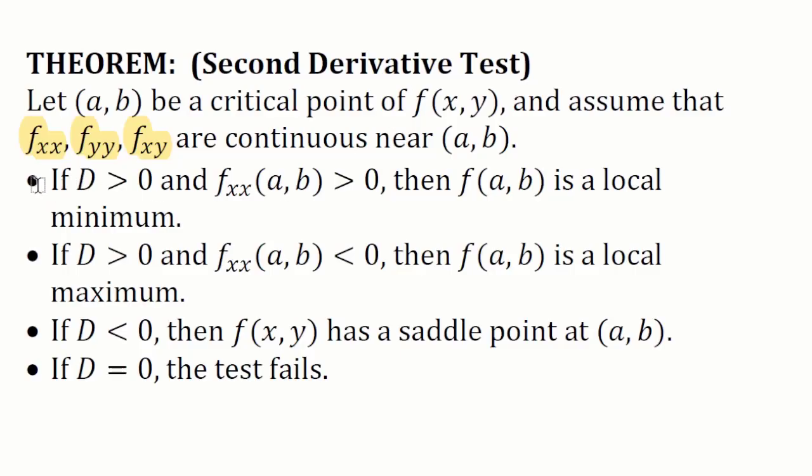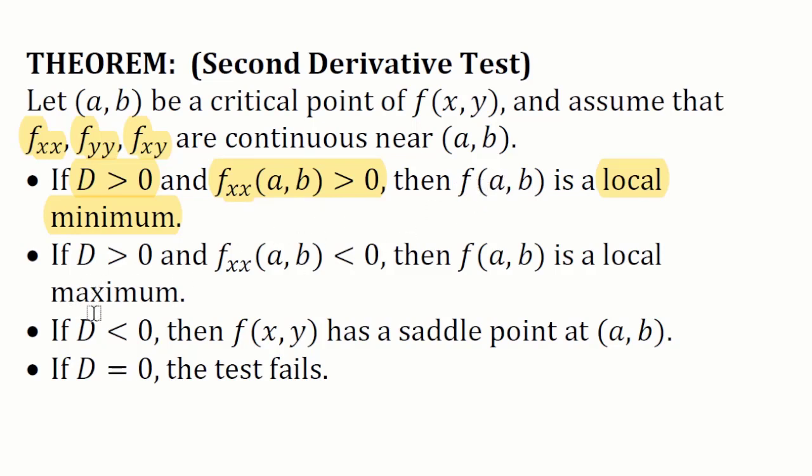All right, so now if D is positive and f sub xx at a comma b is also positive, that means we have to substitute this point a comma b, provided it's a critical point. We gotta substitute that critical point into the D expression and into the f sub xx of our function. If both of these are positive, then the function has a local minimum at this point a comma b.